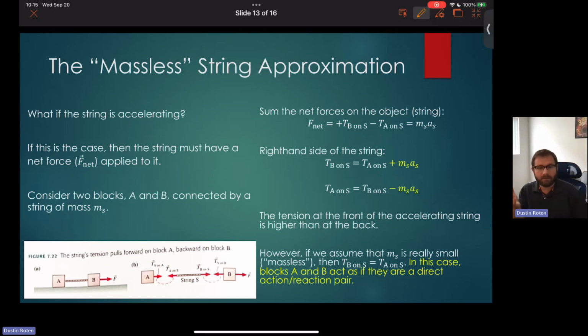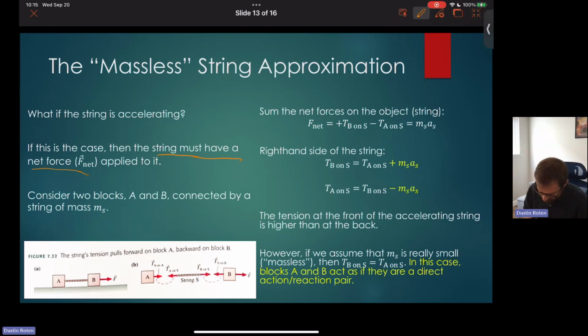However, there's a case where maybe the string is accelerating. Now the question is, if we have two blocks like this on a string and one starts accelerating, does the tension stay the same through the rope? Because if they're in equilibrium just sitting, yes, the tension's the same. Let's think about this for a minute. In this case, the string must have a net force applied to it because it is accelerating.